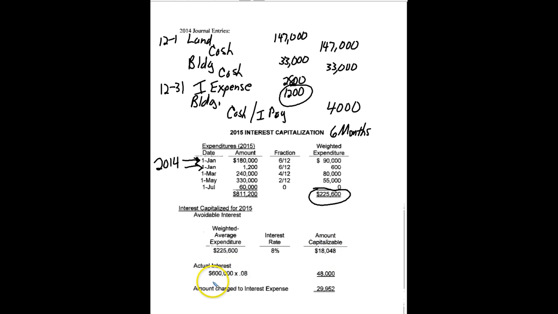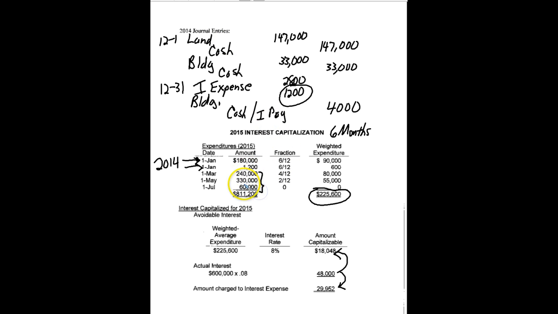Our actual interest, remember we borrowed $600,000 at 8%. This would be for a whole year, $48,000. So we choose the lower, which is the $18,000. We'll capitalize that and expense the $29,952. Okay, let's go do journal entries.